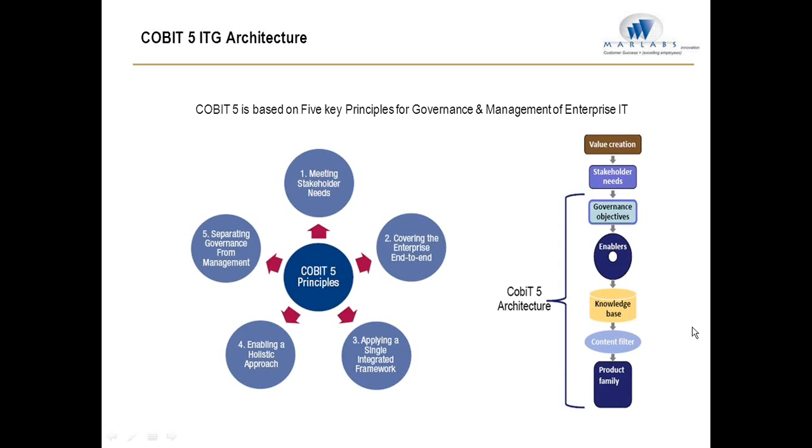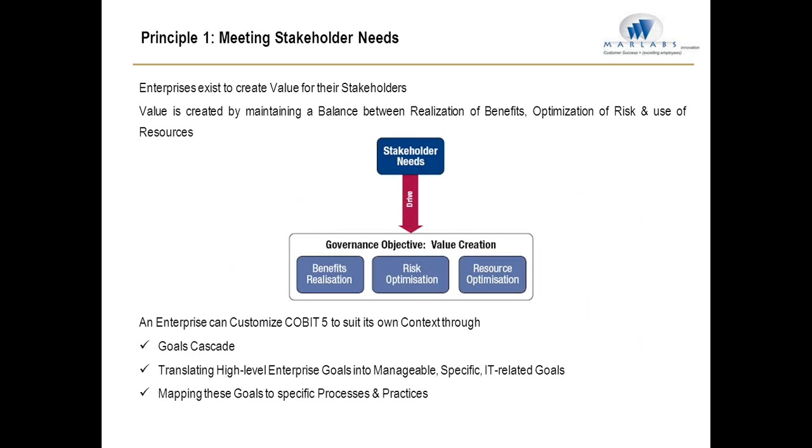So if you look at the COBIT5 architecture, at the top is the value creation, understanding the stakeholder needs, governance objectives. There are enablers, basically the processes, some significant amount of expertise developed, like a knowledge base, and the set of products. So the building block of COBIT5 is the architecture. In terms of the architecture are these 5 key principles, which we will spend a little more time on to understand each one of them, what they are and what they say about the implementation of the framework. The first principle, meeting stakeholder needs.